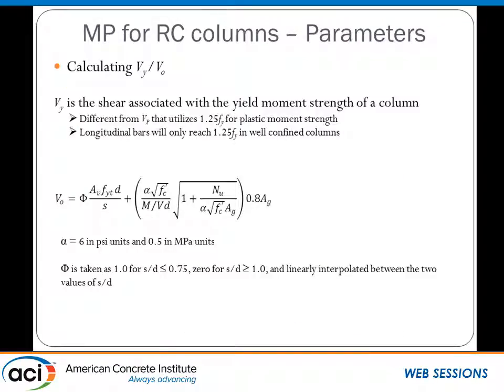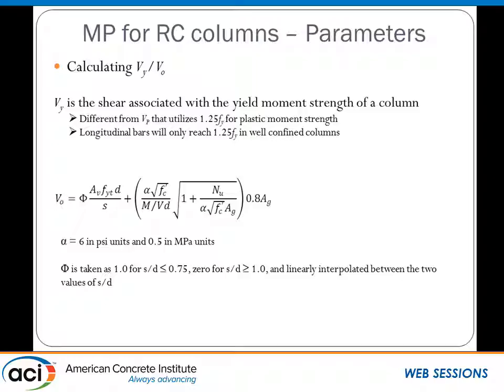Now, how did we calculate Vy over V0? We chose Vy as the yield, the shear associated with the yield strength of the member. We did not use Vp in this study, as is currently in the code, which utilizes 1.25 Fy. The reason for it is a lot of the columns we're looking at have low ductilities. These are existing columns, shear critical columns. They are columns that cannot get to such large ductilities where they will get to 1.25 Fy. So we selected to just use basic yield strength.